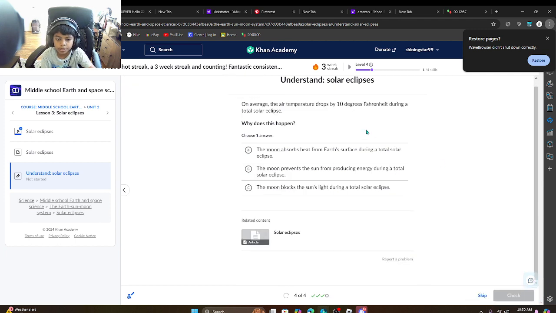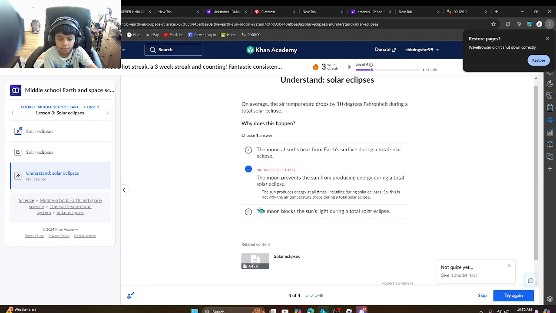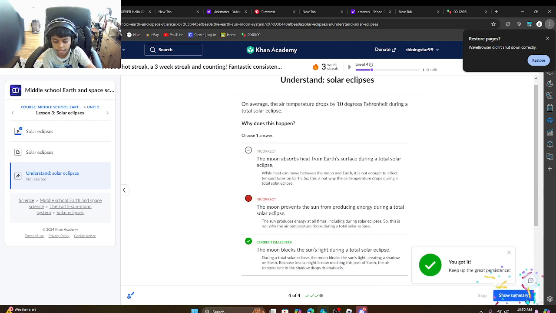On average, the air temperature drops by 10 degrees Fahrenheit during a total solar eclipse. Why does this happen? The moon absorbs heat. The moon prevents the sun from producing energy during a total eclipse. The moon blocks sunlight during a total eclipse. Oh, it's C. Yeah.